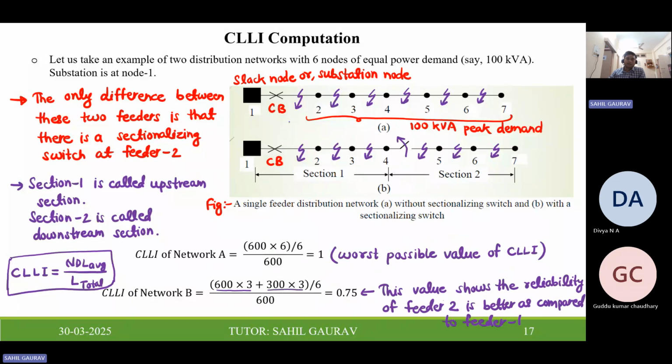Sorry, by mistake I spoke about section 1 and section 2 of the feeder. This is a single primary feeder, so there are no separate feeders. The first one we call feeder 1, while the second one is feeder 2. So feeder 1 is the top figure, while feeder 2 is the bottom feeder.